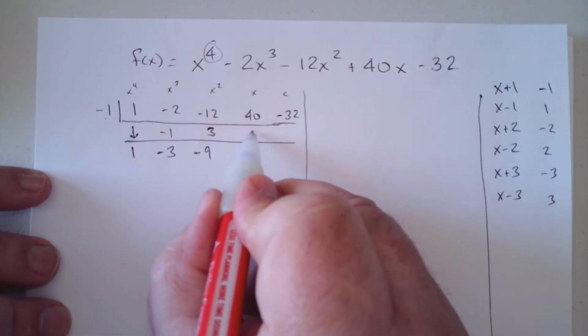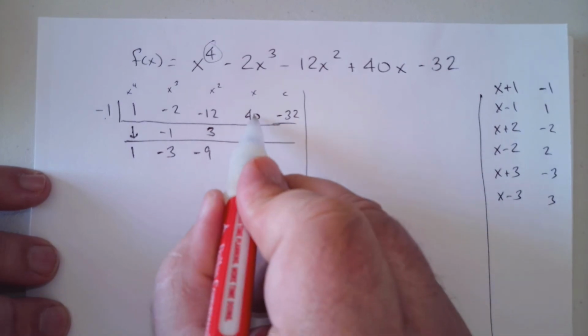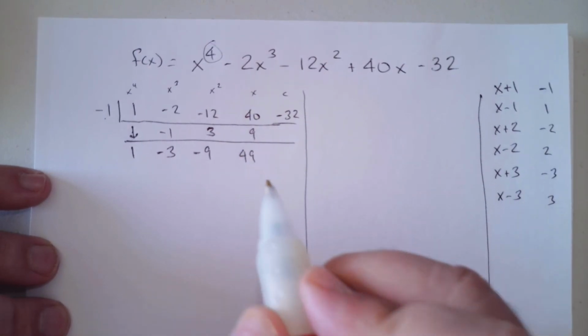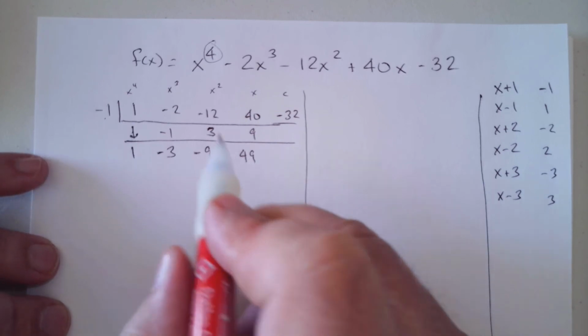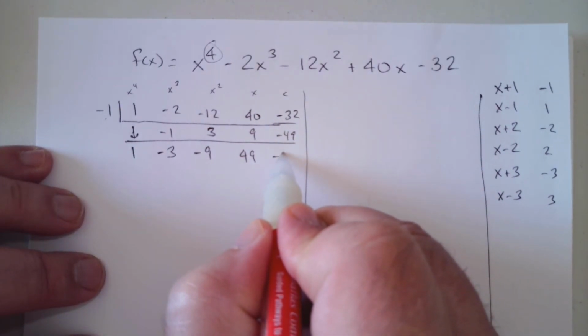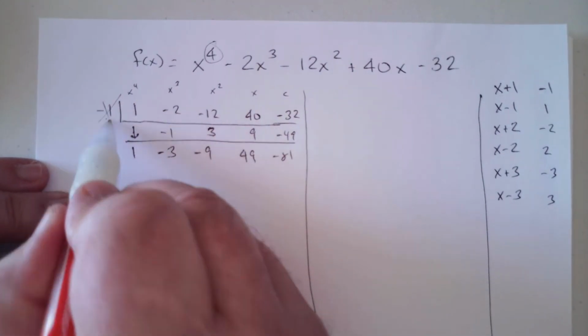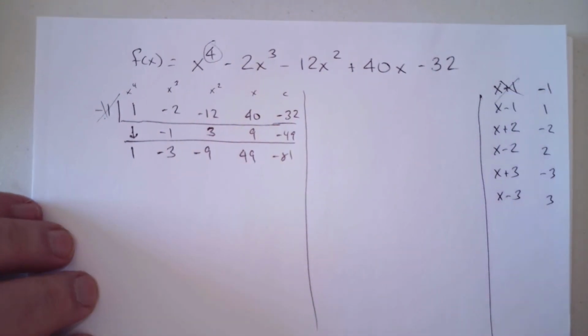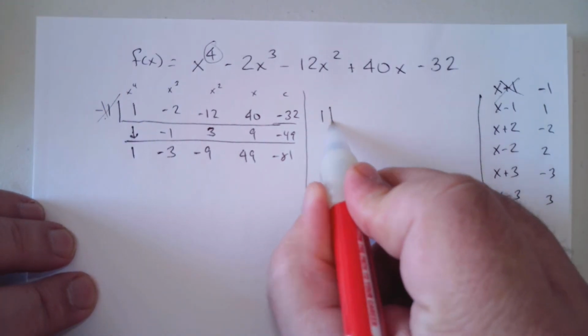Negative, negative is a positive. 1 times 9 is 9. 49. Negative 49 makes it negative 81. So, x plus 1 is not a factor. Let's try the next one.